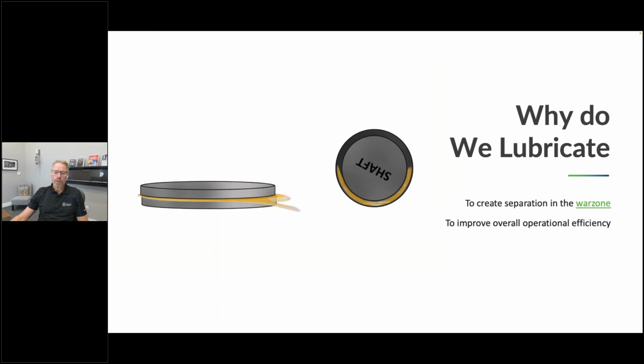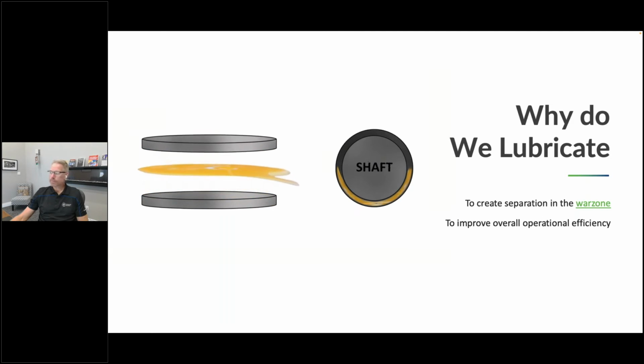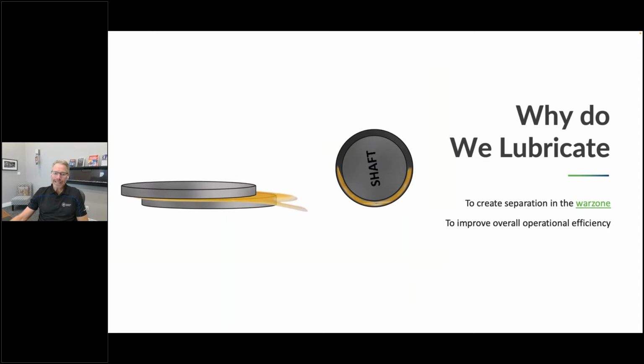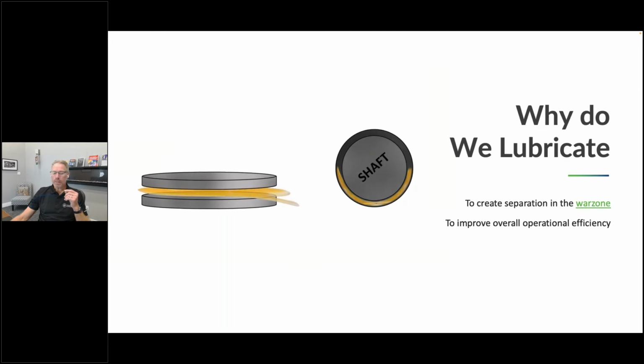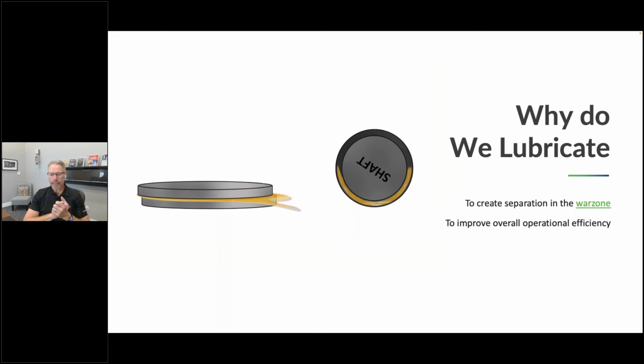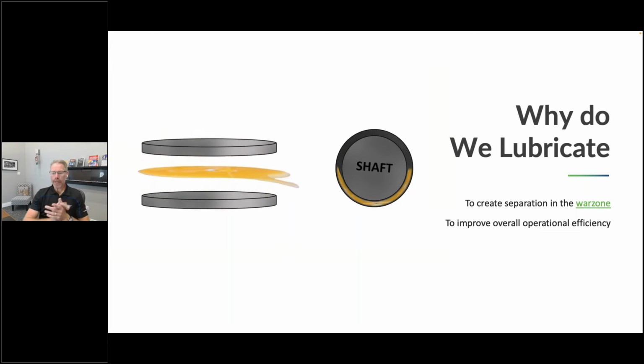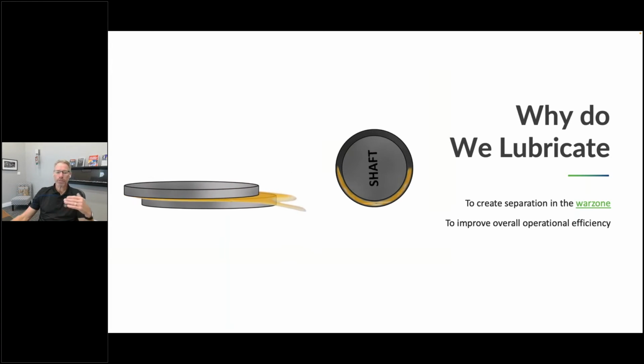Simple question, another simple question. Why do we lubricate? It seems like a simple question, but when I ask the question, the answers are never always similar or simple. Some might tell me that we lubricate bearings to fight friction, and that's true. We do add grease to an asset's moving parts to reduce friction, but there's much, much more to that.